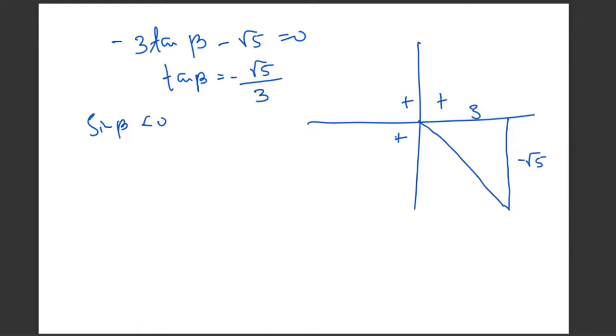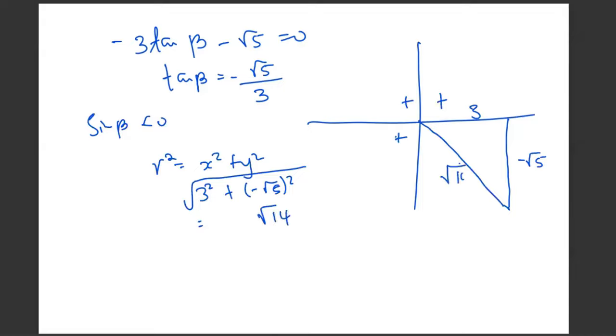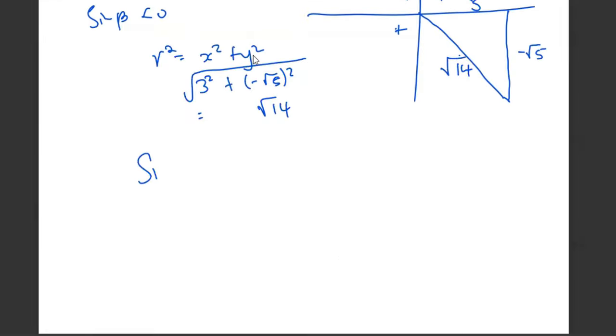So let's find the r, or the missing side, using the Pythagoras. That's going to be x squared plus y squared. So 3 squared plus negative root 5 squared under square root. So 9 plus 5, which gives me a 14. So this is going to be square root of 14. Okay. What does the question want? Sine squared minus cos squared. So we have sine squared beta minus the cos squared beta.